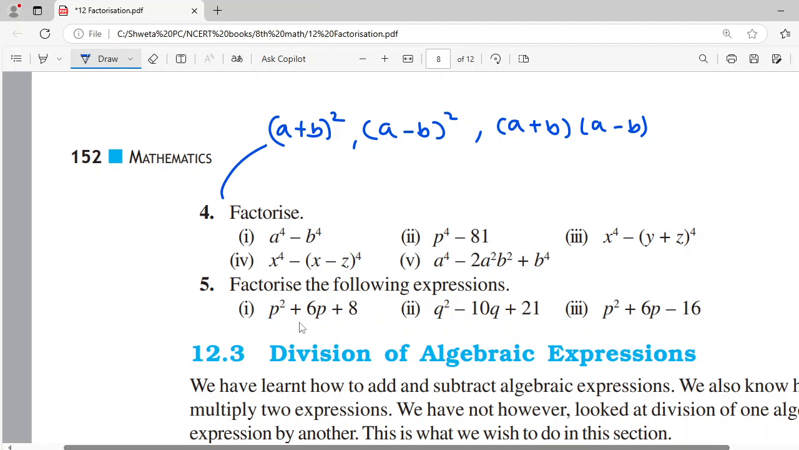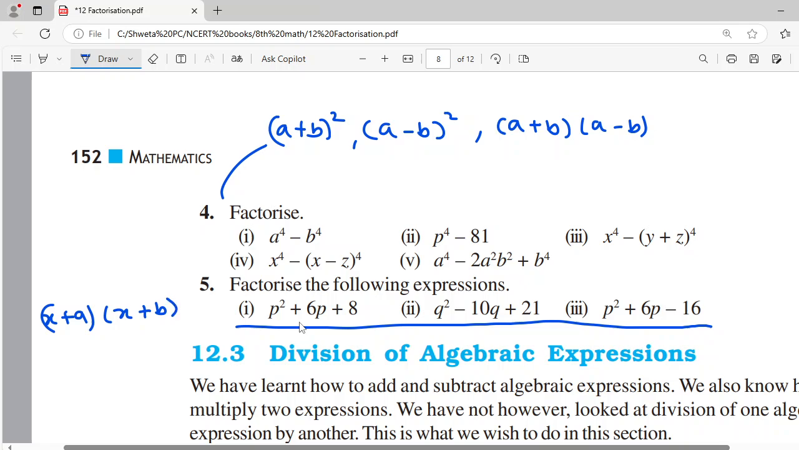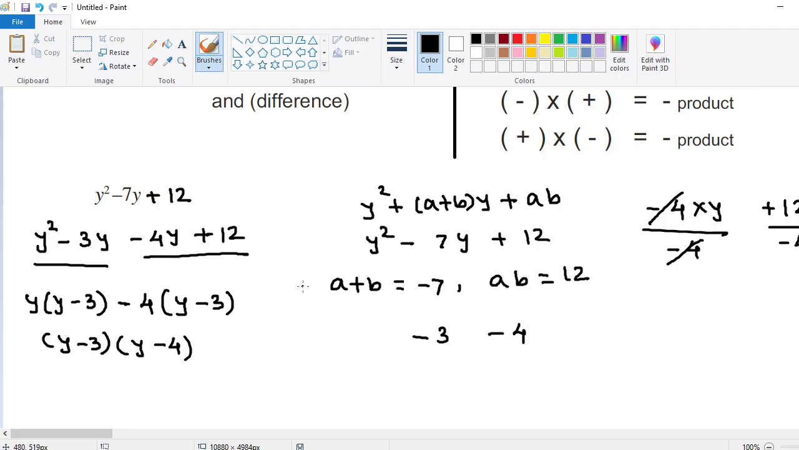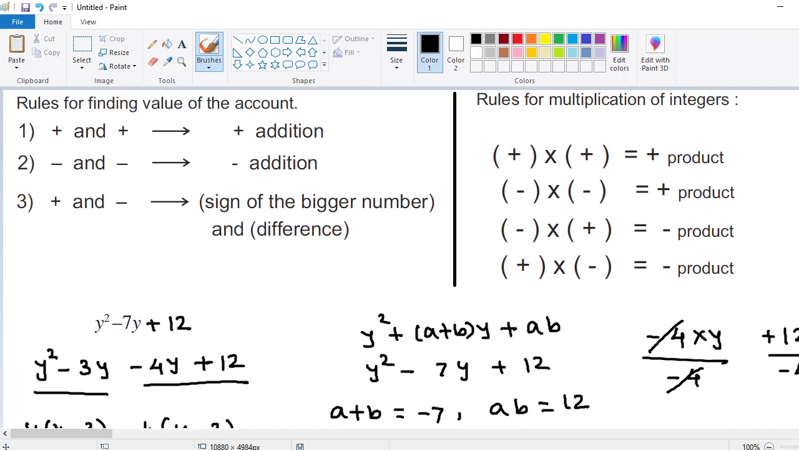Now this fifth question can be solved by using our identity x plus a into x plus b. So we can solve these questions by using the topic which we have discussed here. Okay.